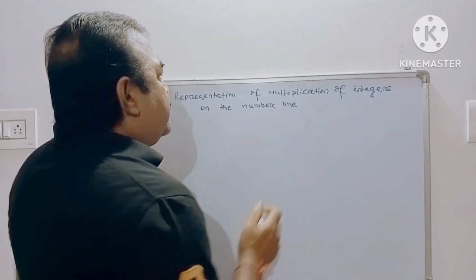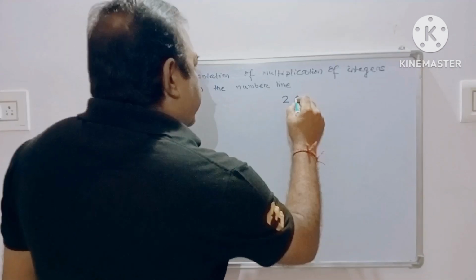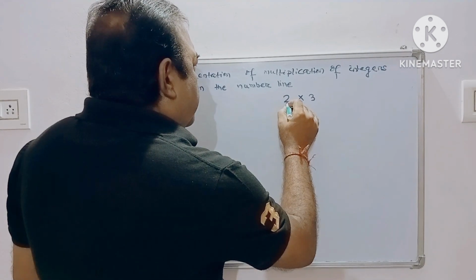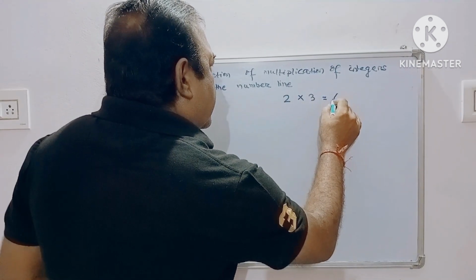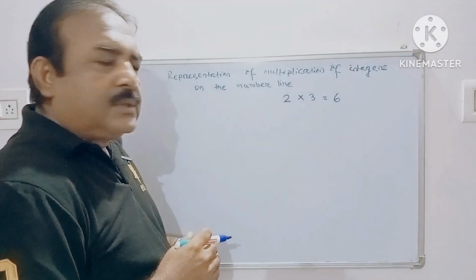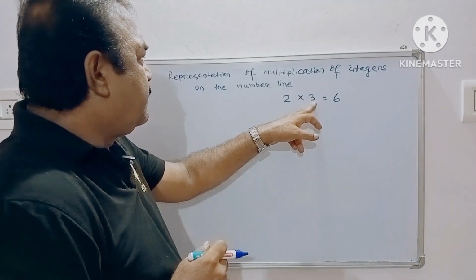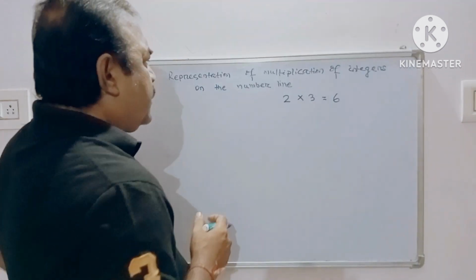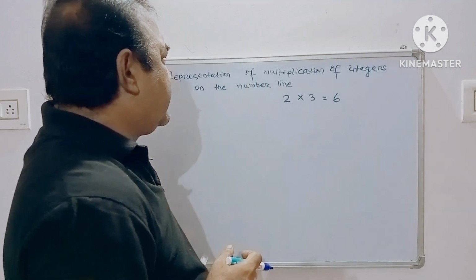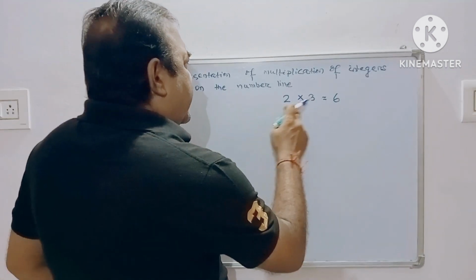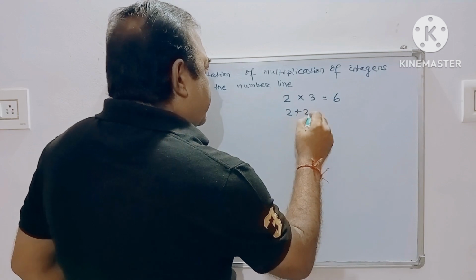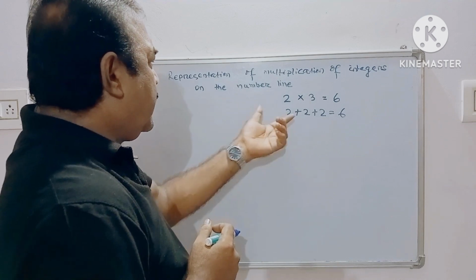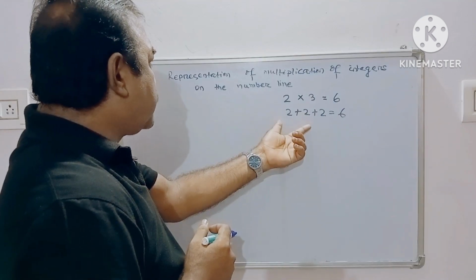So already you know, suppose 2 is an integer, 3 is also an integer. So 2 multiplied by 3, what is the product? You know that is 6. 2 multiplied by 3 is equal to 6. So you see, multiplication is the repeated addition. If 2 is added 3 times, we get 6. So you tell multiplication is the repeated addition, but we have to show it.